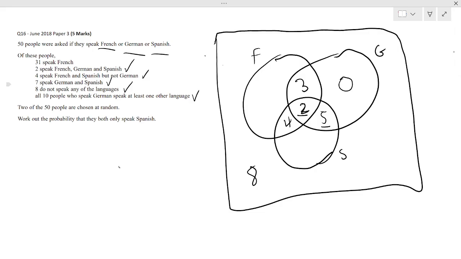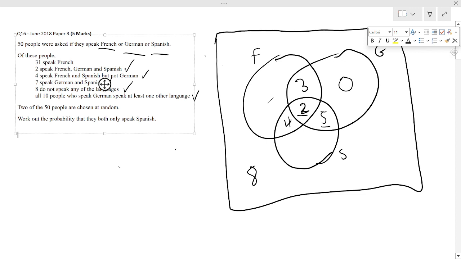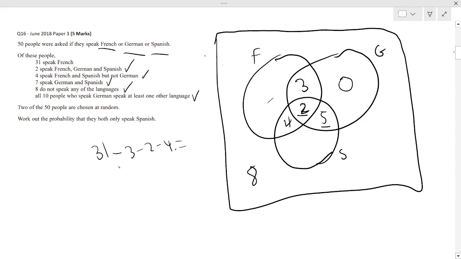Okay, now we only got this left. So 31 people speak French. That's going to be this part, people who only speak French, plus those who speak French and other languages as well. So that means 31 take away 3, take away 2, take away 4 is going to give us the people who only speak French, which will be in this part of the circle there. So 31 take away 3, take away 2, take away 4 will give us 22. And that'll be there.